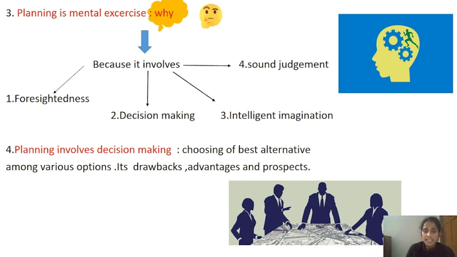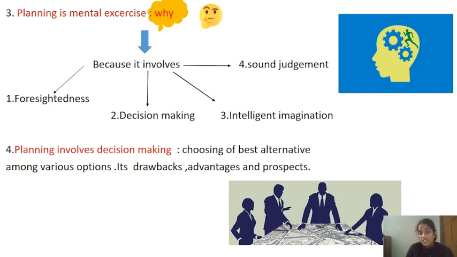What comes next is planning is a mental exercise. Just take an example of what we actually do with the mind. We make predictions about what may happen in the future. This is related with foresightedness. Number 2 comes decision making. We decide on the basis of the various advantages and disadvantages of every available option. For example, there are options for me to start a company related to clothes, academics, or food items. But I will select the option that will give me the highest profit.